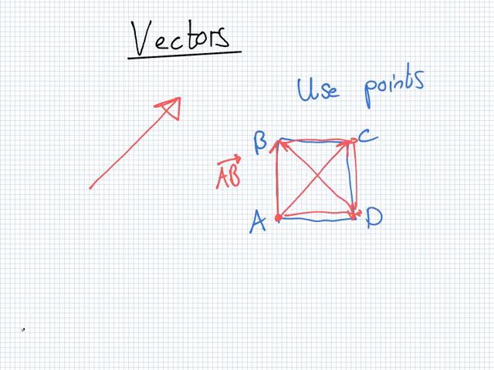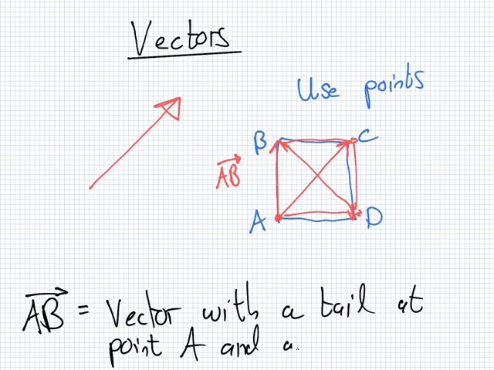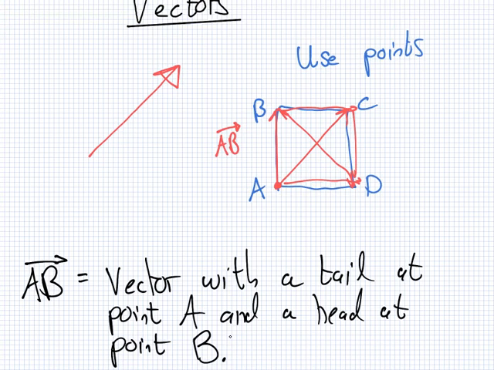So in other words, this here, we say, is the vector with a tail at point A and a head at point B. Yeah? Okay, so if you can write that definition down for what the vector is. And I call this a Euclidean vector.